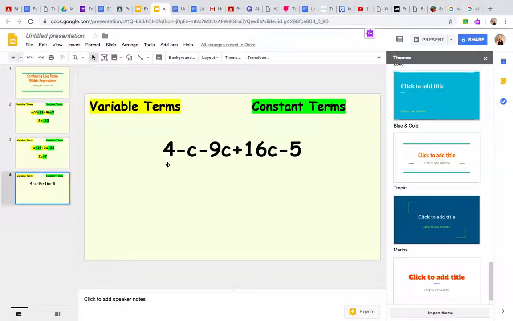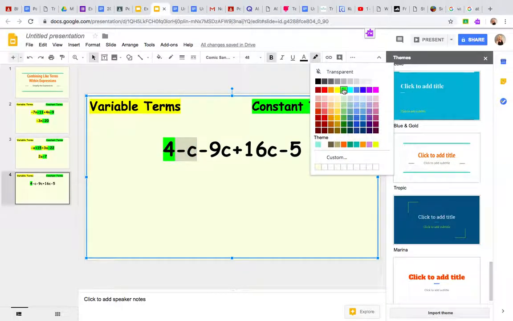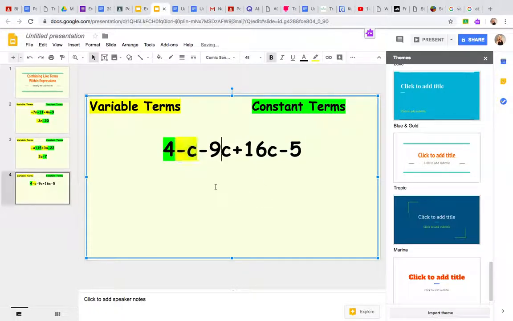Okay, so this expression reads 4 minus c minus 9c plus 16c minus 5. I'm going to go through and highlight each one of the terms. I have a 4. That is a constant term. I have a negative c, or I should say minus c. That is going to be yellow because it is a variable term. It's got that variable right there.